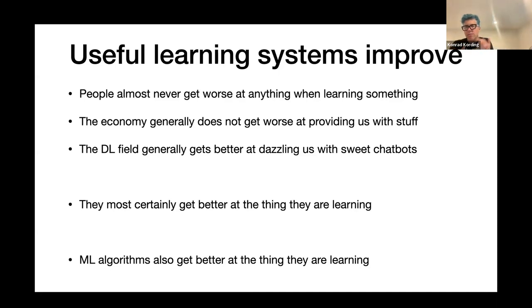The economy generally gets better at providing us with stuff. That's a reason to think about it as a learning system. It's not just that change happens. It's that change happens in a given direction. Not always. Same thing with the brain. You sometimes screw up worse than you screwed up in the past. But on average, if we do things often enough, we tend to get better at stuff. And the deep learning field generally gets better at dazzling us with sweet, sweet chatbots. Every couple of weeks, there's a new chatbot, and they're incredible.